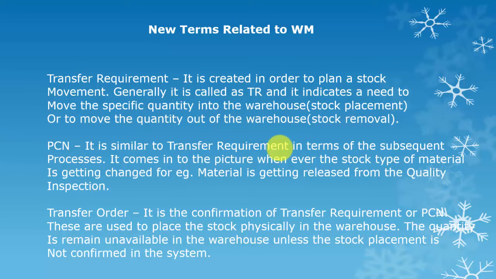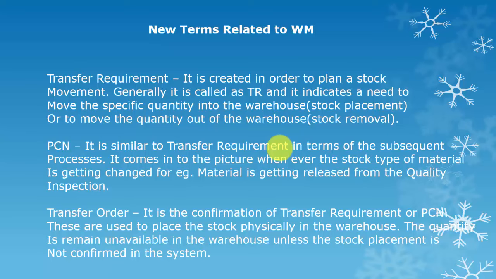warehouse. This is called stock placement. When you are receiving goods against a purchase order, a TR is generated by the system. It means you are going to place your stock into the warehouse in a specific bin. Or we have other scenarios wherein you are taking the stock out of the warehouse. At that time also the TR is generated, representing a move of the quantity out of the warehouse. That is called stock removal.